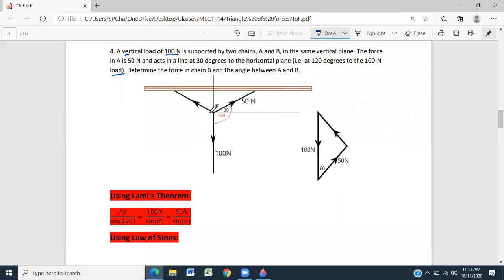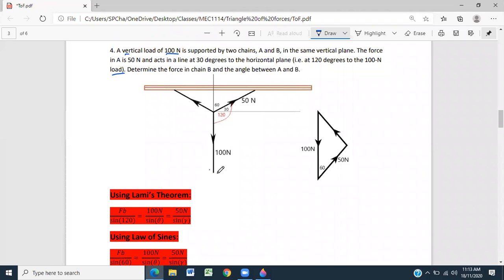So we have some 100 newton load, some bag or something hanging on some string attached to some chain, and one of the chains pulling 50 newtons at 30 degrees to the horizontal, or 120 degrees to the 100 newton load. So the vertical load is 100 newtons, and this horizontal here, let's pretend this is 90. So 30 plus 90 is equal to 120. But they told us that, so no need to find it.